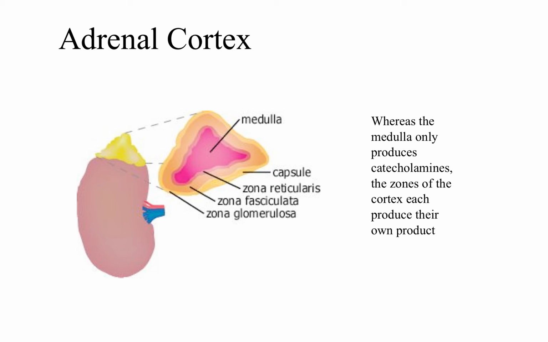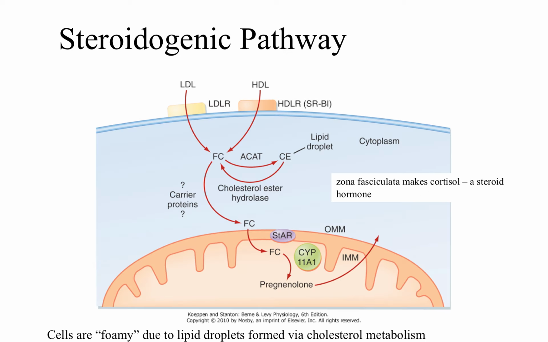We also have the HPA axis, the hypothalamic pituitary adrenal, and that is going to involve the cortex only. So the medulla in and of itself makes catecholamines. The cortex has 3 separate layers. They each make their own product. One of them is cortisol, and that's the one we mainly think of with the HPA axis. All right, so the HPA axis involves steroid hormones.